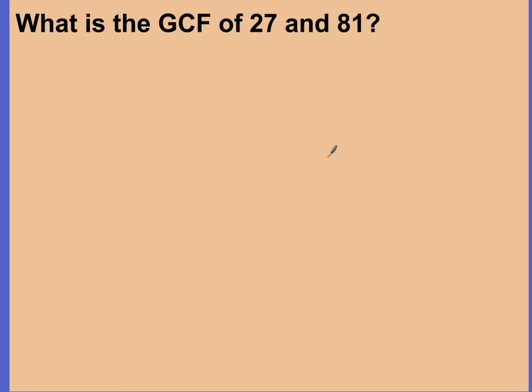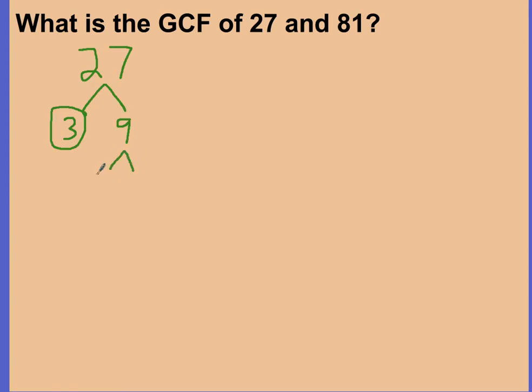What is the GCF of 27 and 81? If you need to use your calculator to help you, I would take that out and do like 27 divided by 2. Obviously that doesn't work because it's an odd number. Remember, we only want whole numbers here. So if I do 27 divided by 3, I end up with 9. So 3 times 9 is 27. 3 is prime, so I'll circle that.